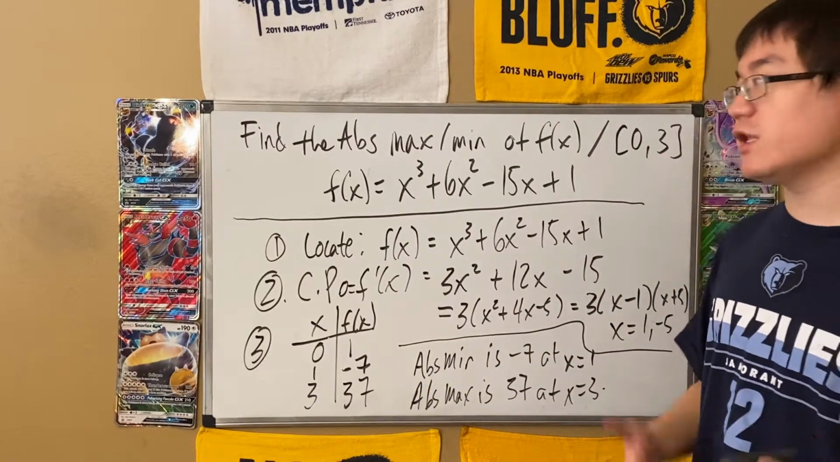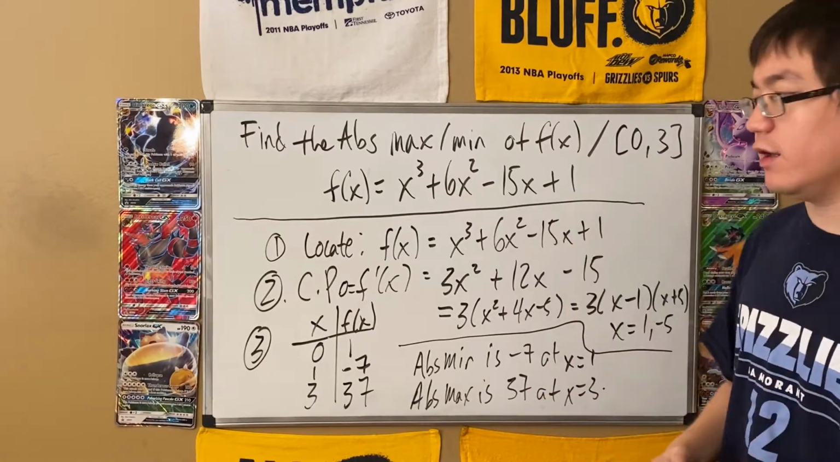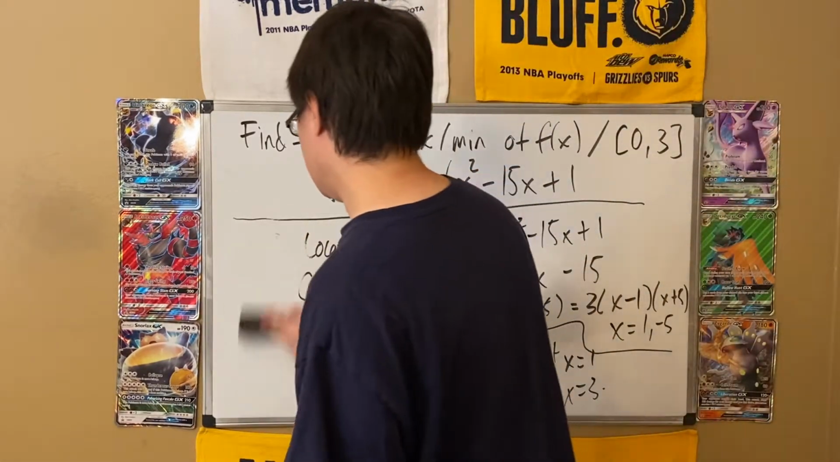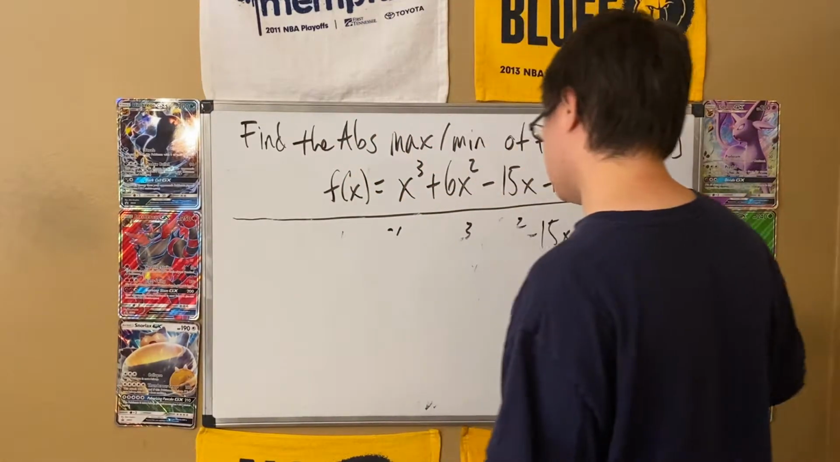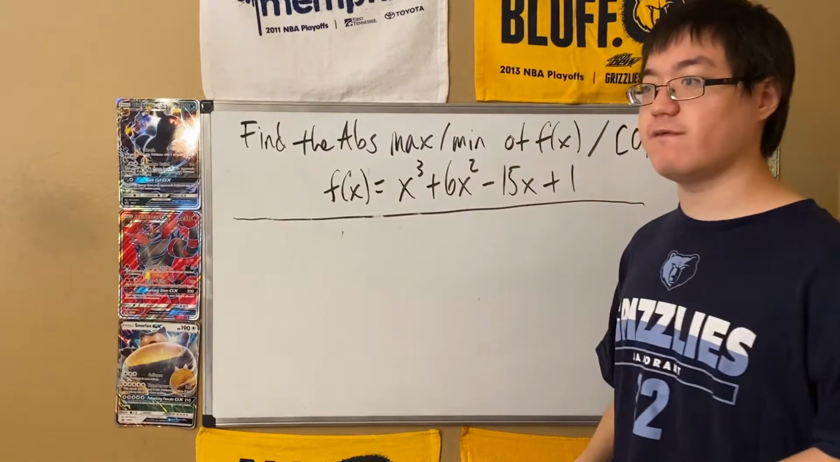So let's do another question that's pretty similar, and let's just do a few more, and then we'll talk about the alternative way to do absolute max or min. So it's again the same 3 steps. Just locate the function, take the derivative, set it equal to 0, start forming that table.